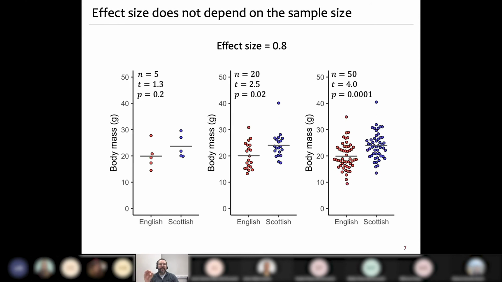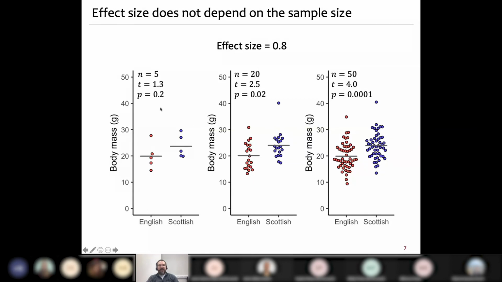And the second crucial property is that effect size does not depend on the sample size. These are three examples of data with exactly the same effect size. Effect size is 0.8. If you perform a t-test on these samples, you will get three different p-values. As the sample size increases from 5 to 20 to 50, the power of the experiment also increases, and you are capable of detecting smaller effect sizes.